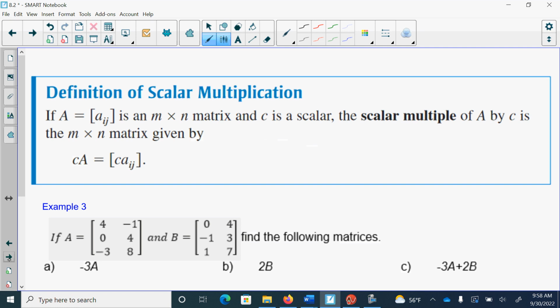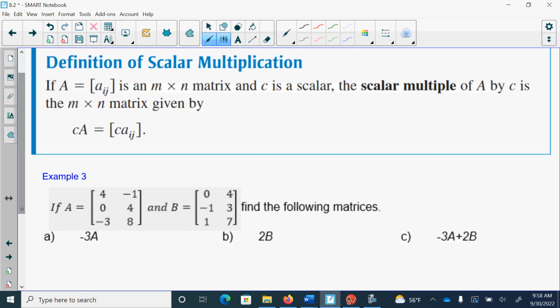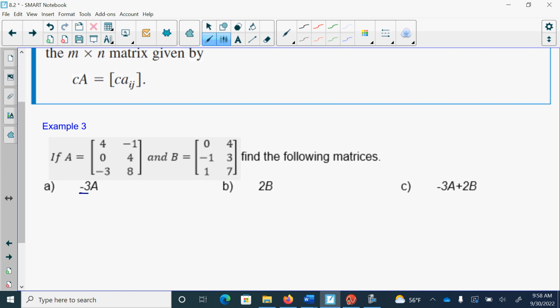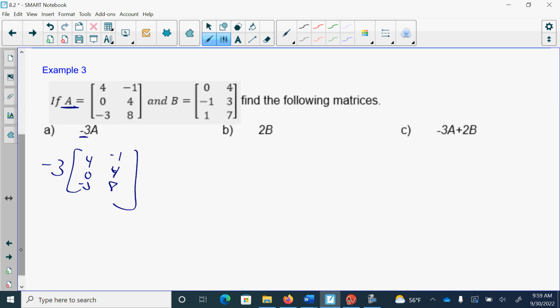Now we're going to talk about scalar multiplication. Scalar multiplication is when you change the scale. If you change the scale of anything, you have to be careful to multiply everything by the same number or divide everything by the same number. So in scalar multiplication, you take that scale, which is negative 3, and multiply it by every element in A. They're saying that this capital letter is used to represent the matrix. So I'm going to take negative 3 and multiply it by everything in this matrix. When I do that, I'm going to get negative 12, positive 3, 0, negative 12, positive 9, negative 24. And that's what negative 3A would be.